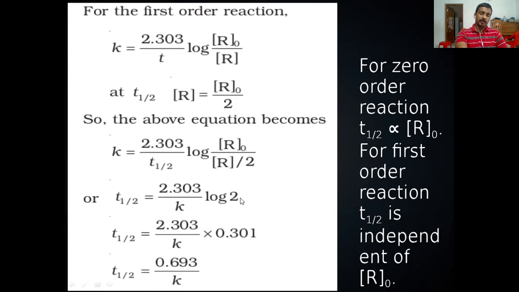And you know the value of log 2, 0.3010. So 2.303 into 0.3010 divided by K, that is equal to 0.693 by K. T half is equal to 0.693 by K. You can see T half is a constant. Here no initial concentration term in this equation. So we can say T half is independent of initial concentration in the case of first order reaction. So for zero order reaction, T half is proportional to initial concentration. But for first order reaction, T half is independent of initial concentration.